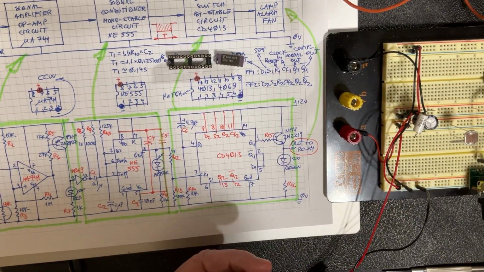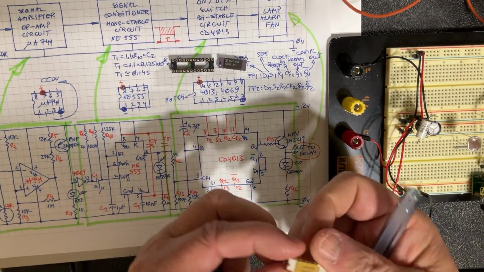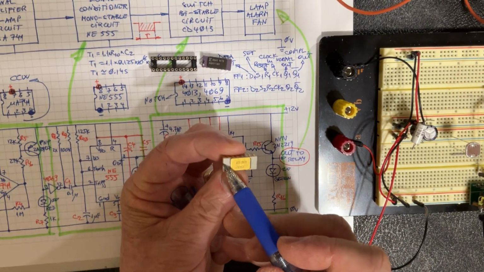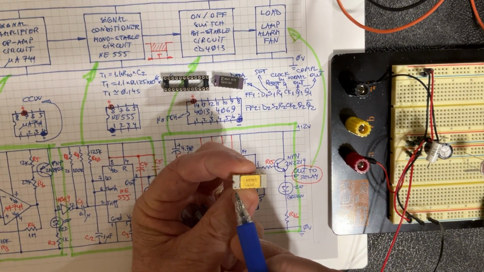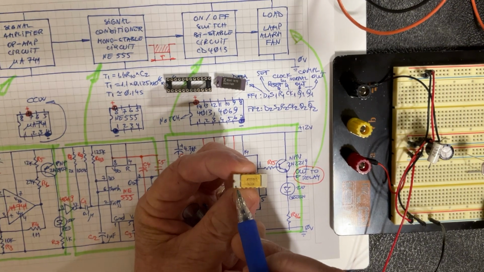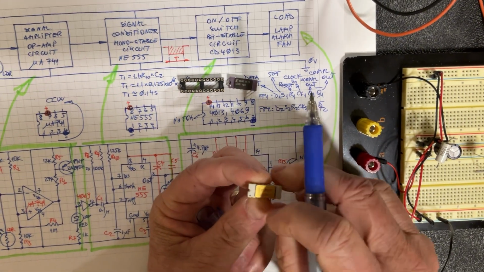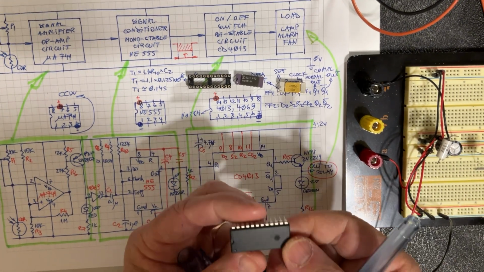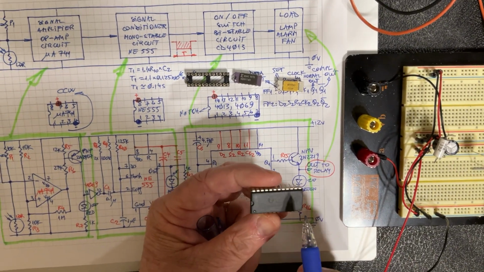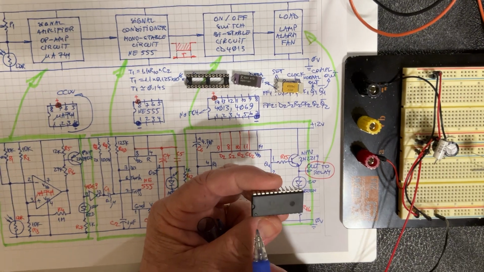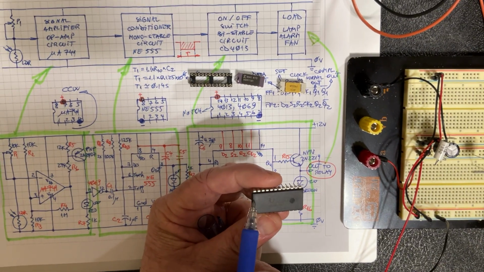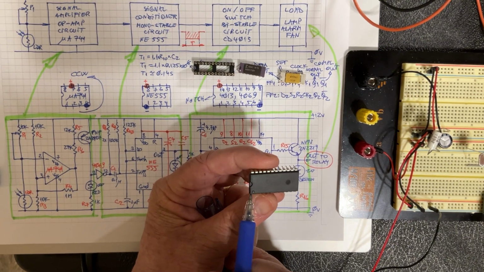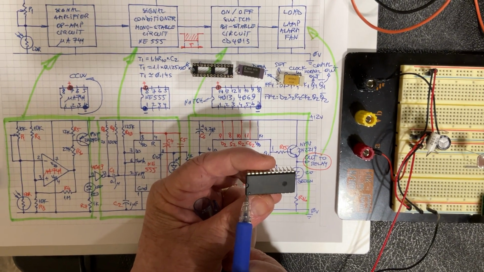I have another example here. On this package, maybe you can see better, there is a notch, but also a black dot right over pin number 1. So you know how to count the pins, and it goes the same way. I have a bigger package here. It doesn't matter how big the package is, the notch is here, and you have a little mark right here above pin number 1.